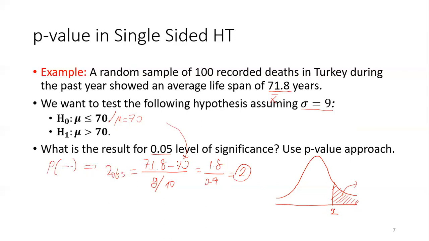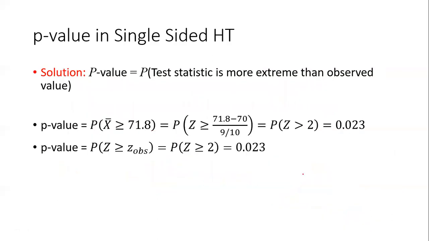This is the probability of getting as extreme or more extreme than your observed z, the observed test statistic value. So these are the extreme values. The probability of getting more extreme than 2 gives you the p-value. So the p-value here is the probability that z is greater than 2. What is the value of that? Just look at the table. The probability that z is greater than z observed, z greater than 2, is equal to 0.023. So this is your p-value.